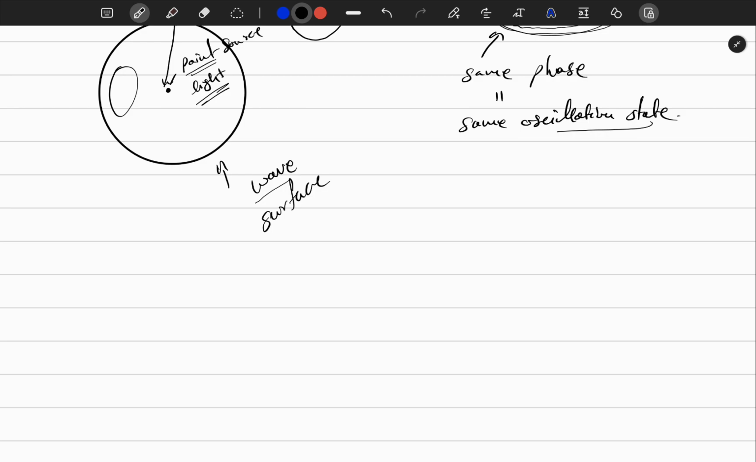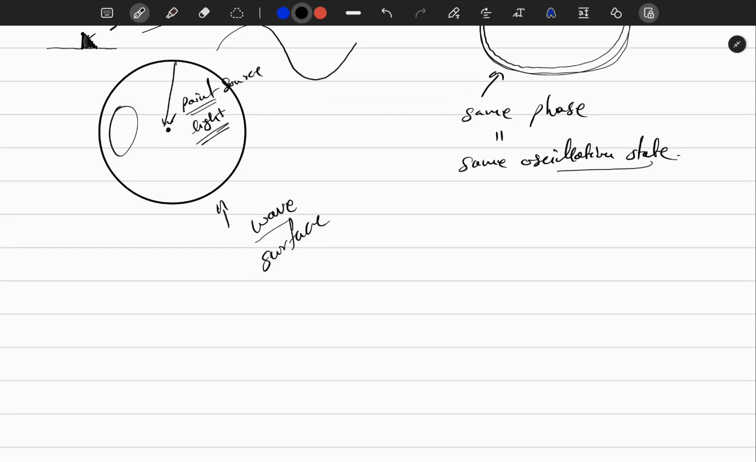Previously it was a wavefront, but the wavefront moves forward. The wave surfaces are separated by one wavelength.